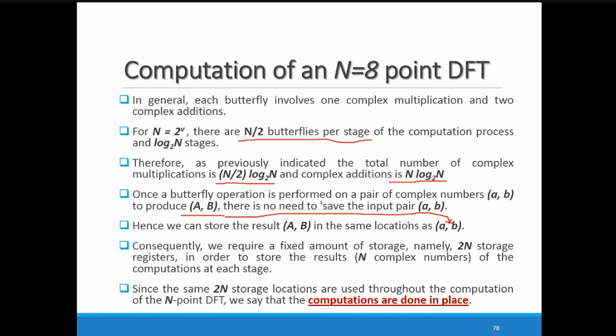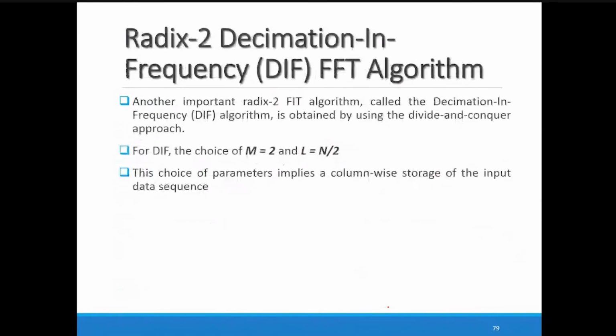And we are keeping the same storage, means whatever 2N storage is required, the same 2N storage registers are sufficient after doing the calculation. And that's why we say that the computations are done in place. Okay, all of you clear up to this?